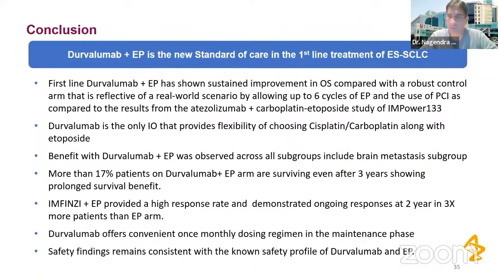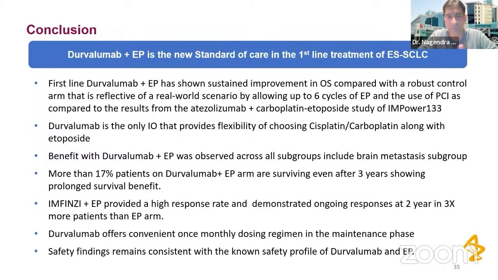So, to conclude, durvalumab plus EP is the new standard of care in the first-line treatment of extensive small cell carcinoma lung. First-line durvalumab plus EP has shown sustained improvement in overall survival compared with a robust control arm that is reflective of a real-world scenario, by allowing up to 6 cycles of EP and the use of PCI, as compared to the results from the EMPOWER 133 study.